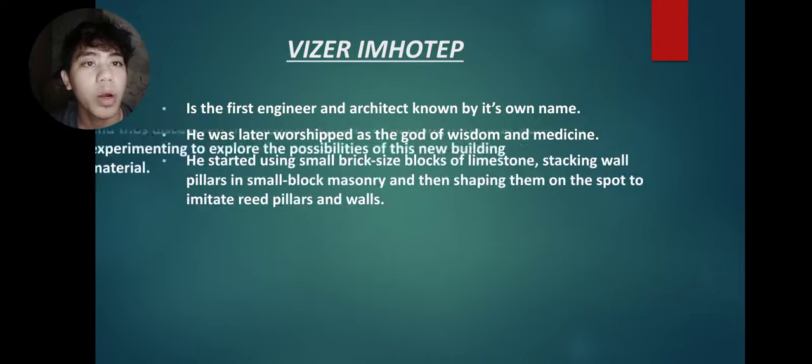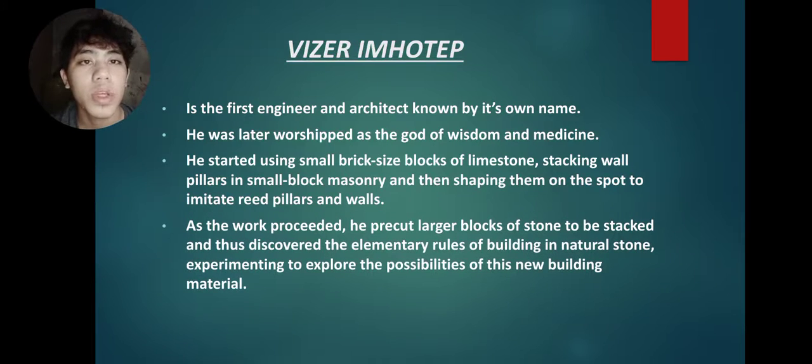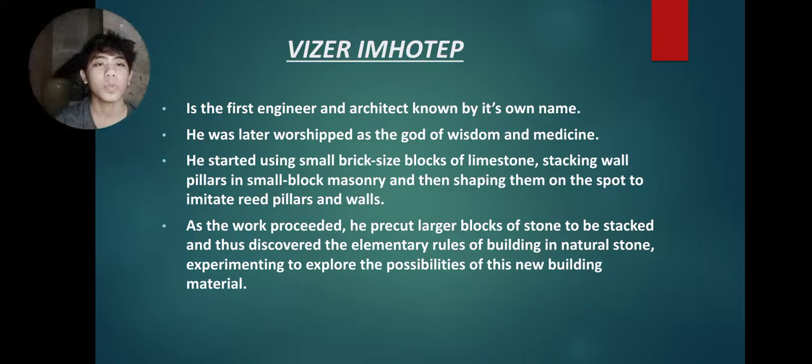So atong basahon ang background ni Vizier Imhotep. He is the first engineer and architect known by his own name. So sa iyang gibuhat na building, siya ang pinakauna na tao na nakabuhat og building na iyang pangalan ang gigamit. He was later worshipped as the god of wisdom in medicine. He started using small brick-size blocks of limestone, stacking wall pillars in small blocking masonry, and then shaping them on the spot to imitate reed pillars in walls.